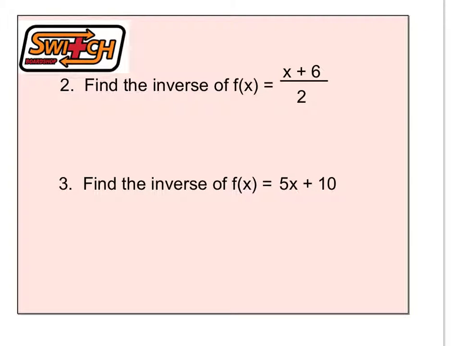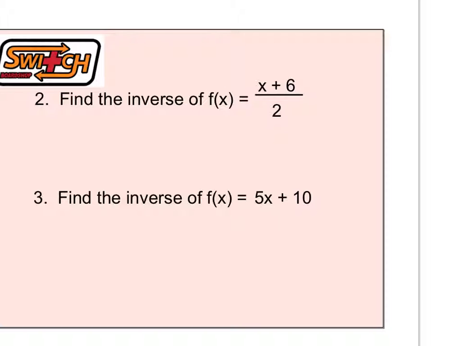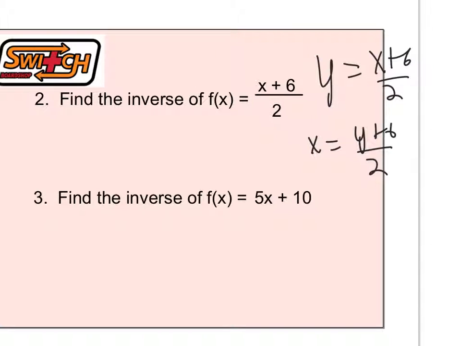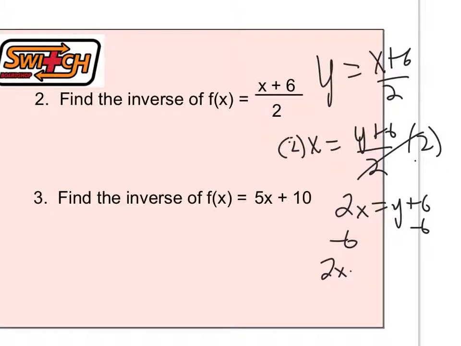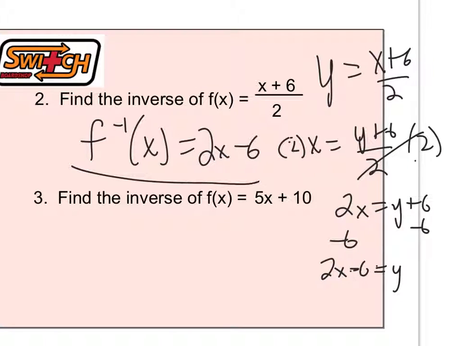So find the inverse of x plus 6 divided by 2. Again, I'm just going to say y equals x plus 6 over 2. Then I'm going to switch. Now I'm going to resolve for y, so I'm going to multiply both sides by 2. That cancels out. 2x equals y plus 6. So f inverse of x is going to be 2x minus 6.